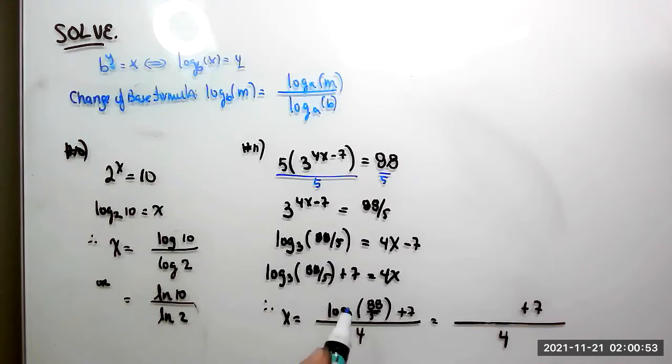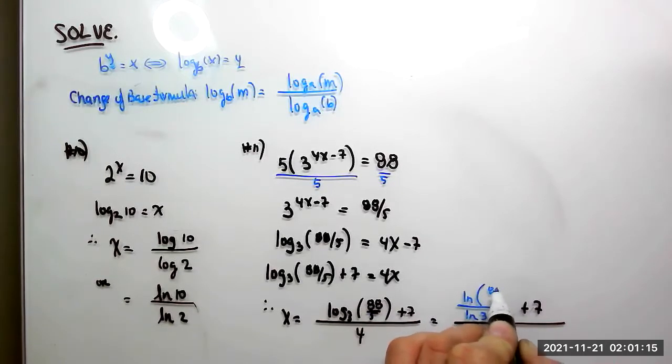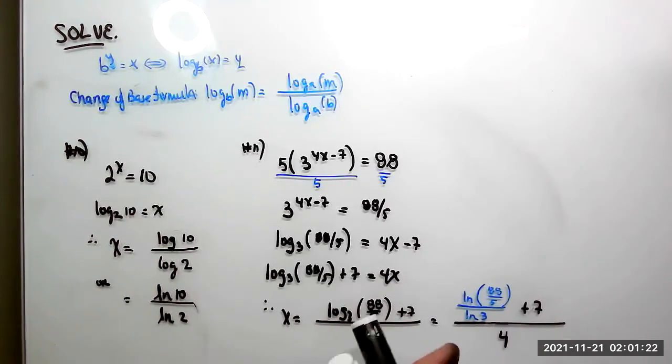I need to change base, so what do I need to do? I need to divide. If I'm going from base 3 to base 10, I use log. If I'm going from base 3 to base e, I use ln. So let me use ln since I used log base 10 here. So with ln, we simply divide by the old base, which was 3. We find the ln of 88 over 5, and I will do it. This the calculator will find.